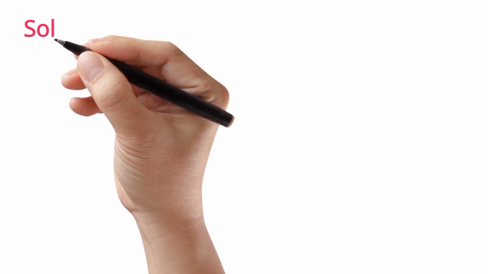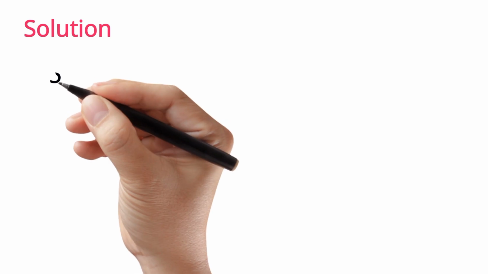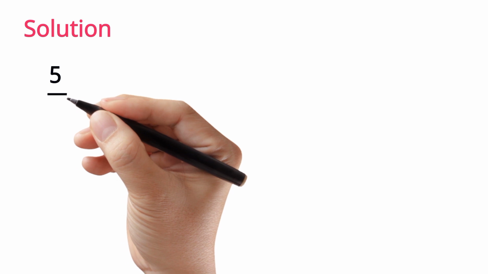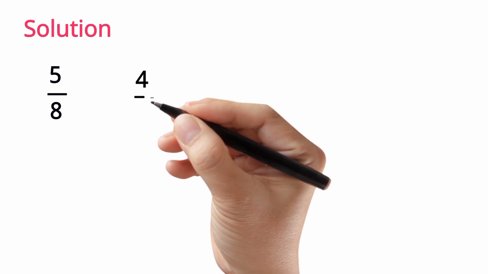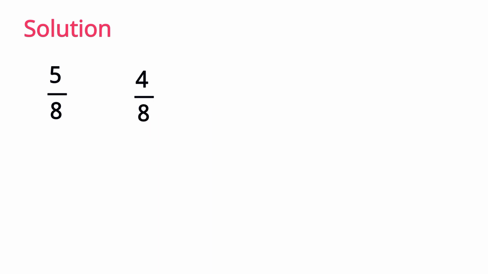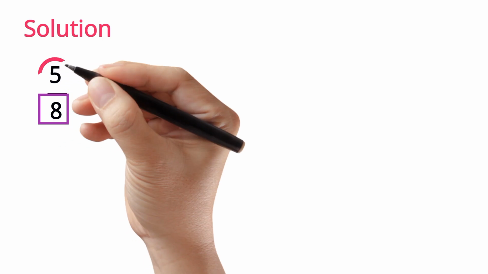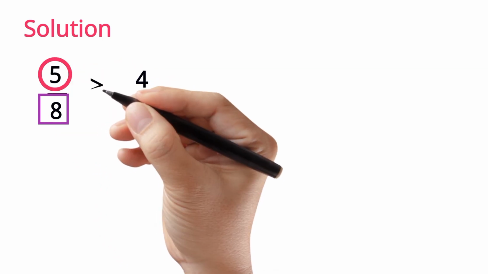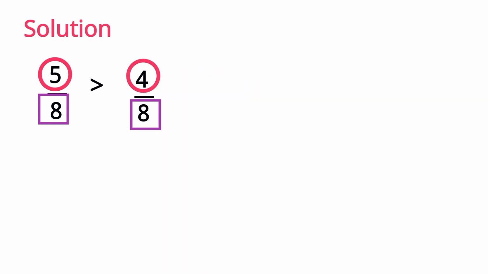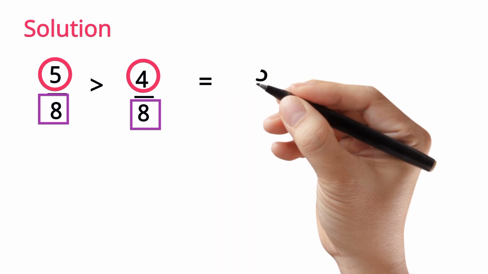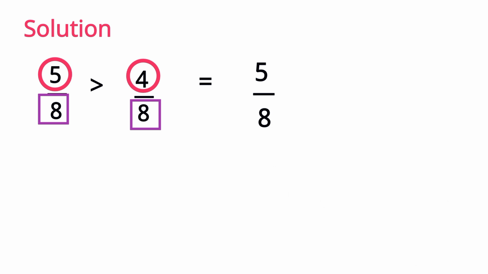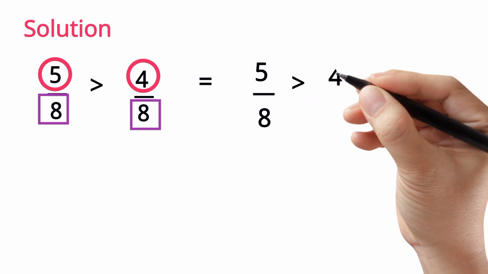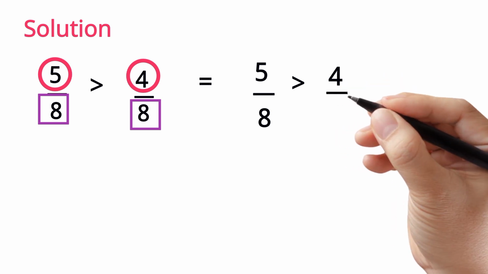Starting with A, solution. Five over 8, and then the other fraction is 4 over 8. Since the denominators are the same, here there's 8, but also here there's 8, we just look at the biggest numerator. So in this case, 5 is greater than 4. So how can we write this? We just say 5 over 8, this fraction is greater than 4 over 8.